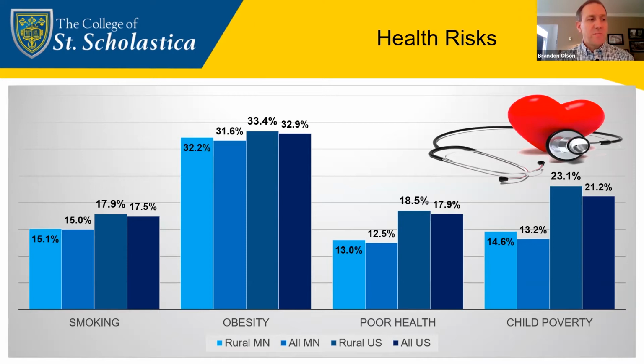Child poverty. This is the percent of the population that are 18 and younger living in a household that has an income at or below the poverty level. For rural Minnesota, we're seeing 14.6%, which is higher than all of Minnesota, but both of which again are well below the average for the United States.